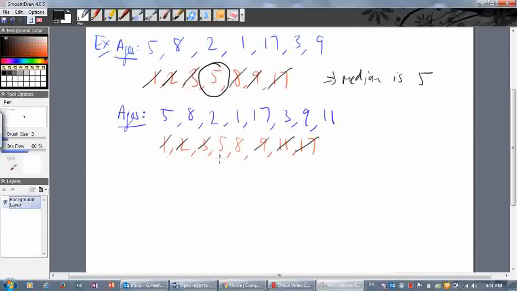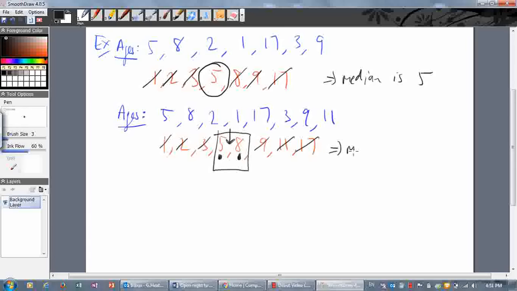So which one is it? Is it this one here, the 5, or this one here, the 8? And what we're looking for is the middle value. And so neither of these is a middle value. It's actually halfway in between here. Can you see how the middle value is halfway between the 5 and the 8? That would give us 4 numbers on either side of that number. And so what we actually do is take the average of those two numbers for our median.